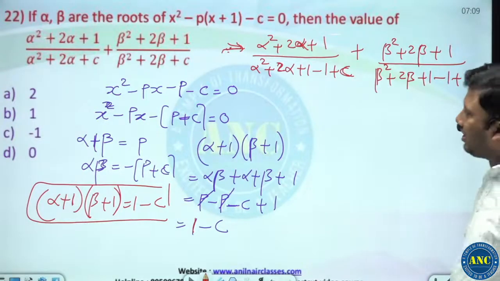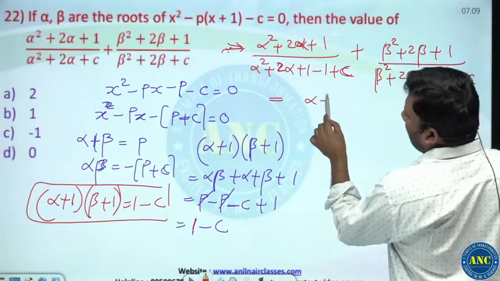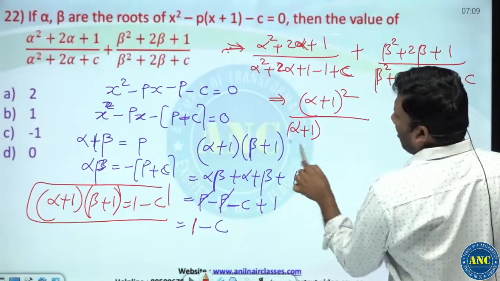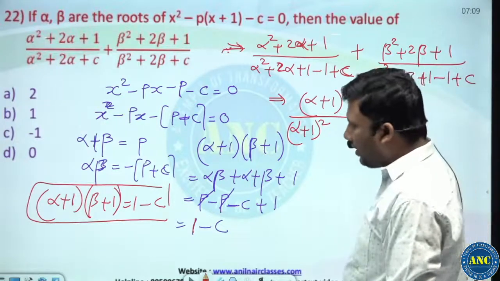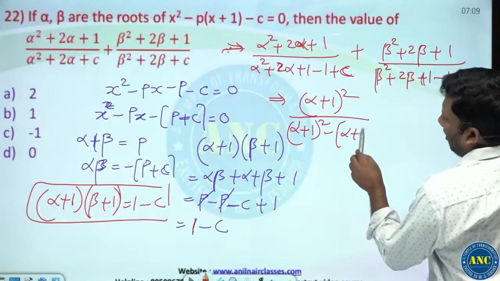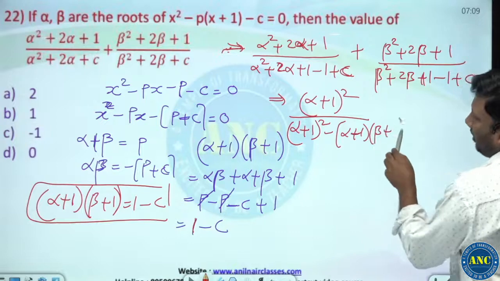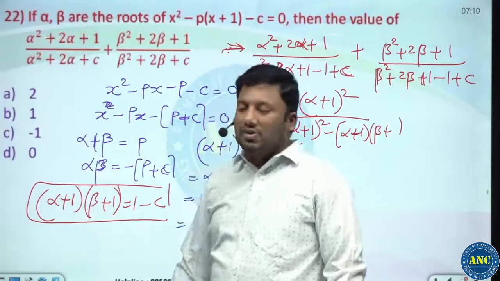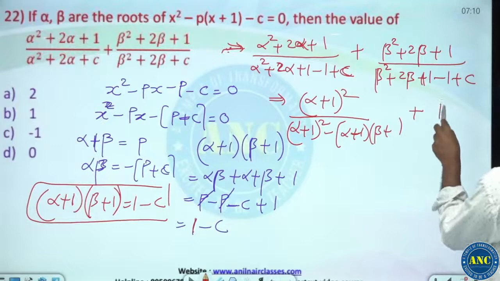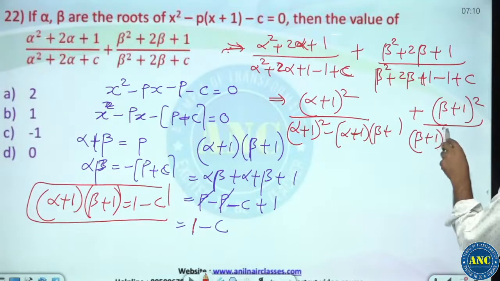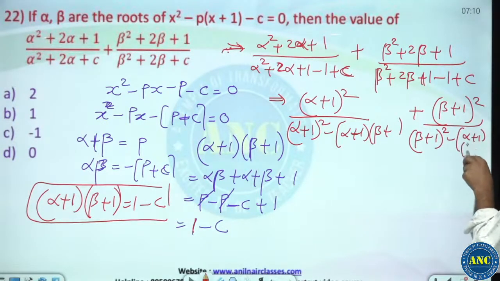I hope this idea is clear. So the top will be alpha plus 1 whole square. Denominator first three terms will be alpha plus 1 whole square plus minus of 1 plus c. So that means here it can be substituted as alpha plus 1 into beta plus 1. I hope it is clear. If I take common minus of 1 minus c, 1 minus c is given by alpha plus 1 into beta plus 1. Plus beta plus 1 whole square divided by beta plus 1 whole square minus of alpha plus 1 into beta plus 1.